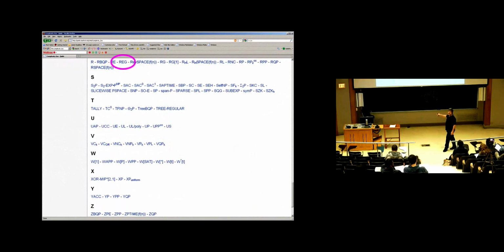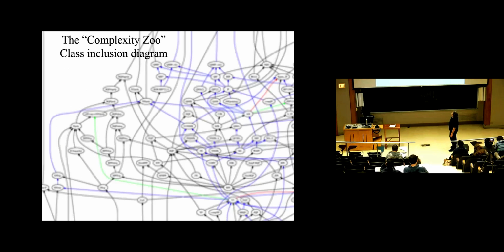If you click on one of those, you get a whole wiki page describing the class, how it's defined, what its properties are, which classes it's a subset of, which classes it's a superset of, what are the known theorems about it, and so on. It's a wealth of information, much more than you can cover in a course or even 20 courses. But here's a bigger picture of the complexity zoo.